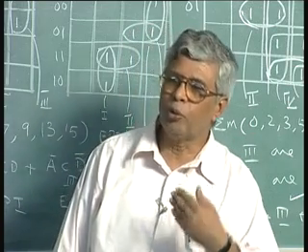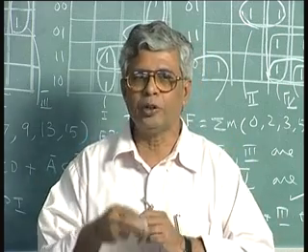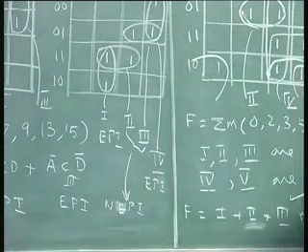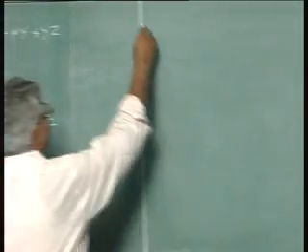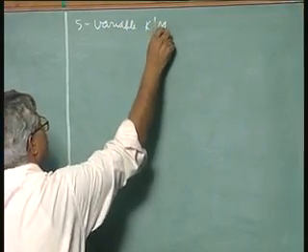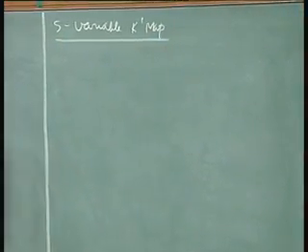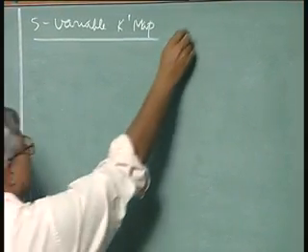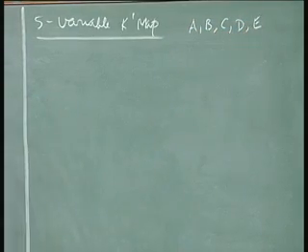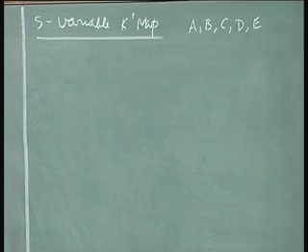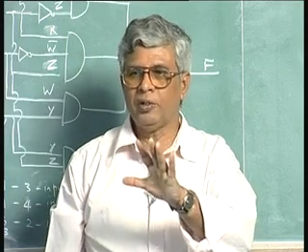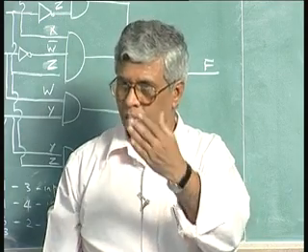What will happen if the variables are more than 4? We have already represented a 2 dimensional, now it has to go 3 dimensional. If we have 5 variables, what do I do? So, let us say we have a 5 variable map. Five variables, let us call these variables A, B, C, D, E. I can only represent 16 cells in a 4 variable map, 2 dimensional, and 5 variables will have how many minterms? 32, 2 power 5.